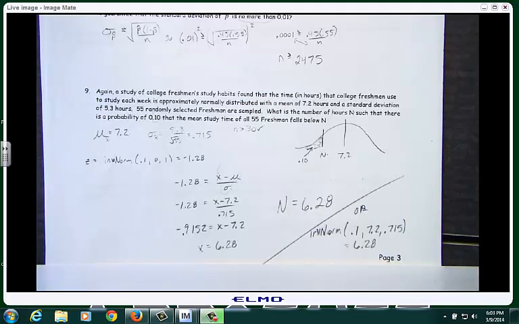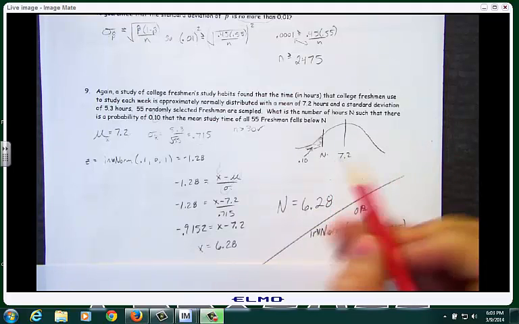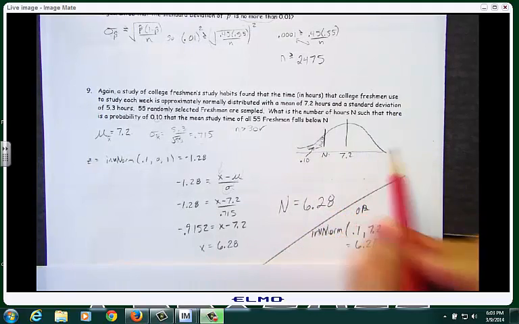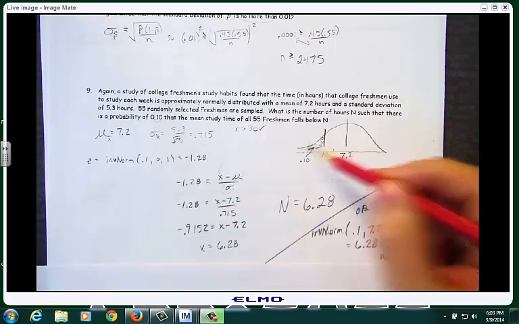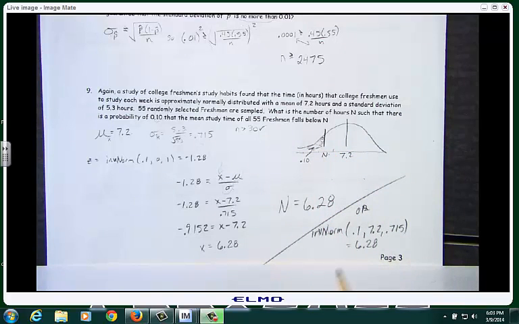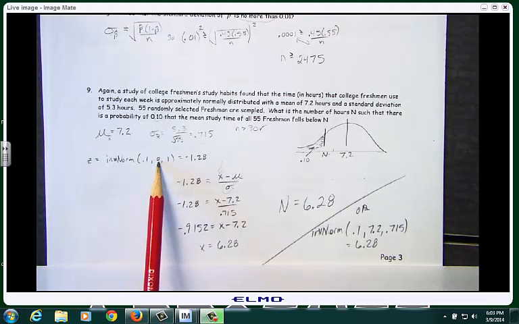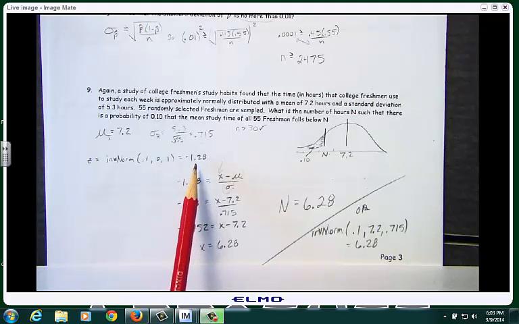I'll go over both. They want to know what the number of hours n is such that there is a probability of 0.10 that the mean study time of all 55 freshmen falls below n. A sketch would put n a little bit more than one standard deviation outside to get 10% below. If you use your calculator and you use the inverse norm calculation, you can put in the 10% with a mean of 0 and a standard deviation of 1 to give us a z-score. Another way to get that z-score would be to use our table.